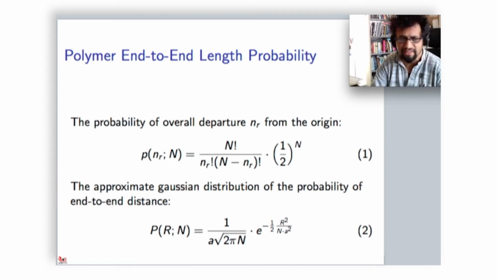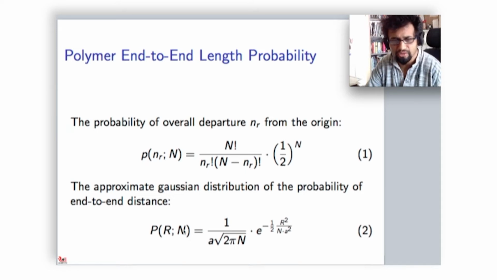I want you to stare at this expression down below, where P of end-to-end distance R for n steps, meaning n segments, so we've gone from drunkards to rigid rods, Kuhn segments, is equal to 1 upon the segment length a into the square root of 2 pi n, n being the number of steps or segments, and all this product of exponential of negative half r squared, end-to-end distance, upon n a squared. Yeah, you can see this here.